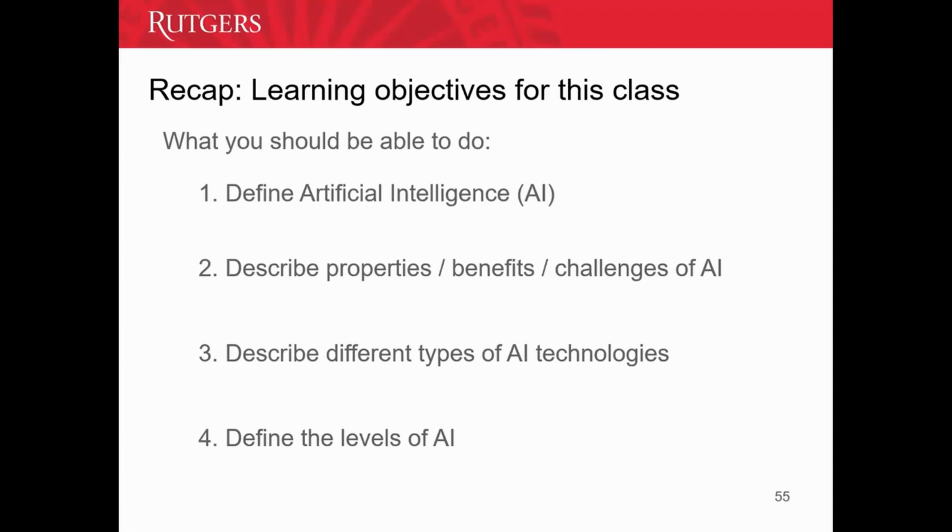And so now that we've completed this course, I hope you'll be able to achieve our learning objectives. What you should be able to do now is define artificial intelligence. You should be able to describe the properties, the benefits, and the challenges of AI. You should be able to describe the different types of AI technologies. And you should also be able to define the different levels of intelligence exhibited by AI.